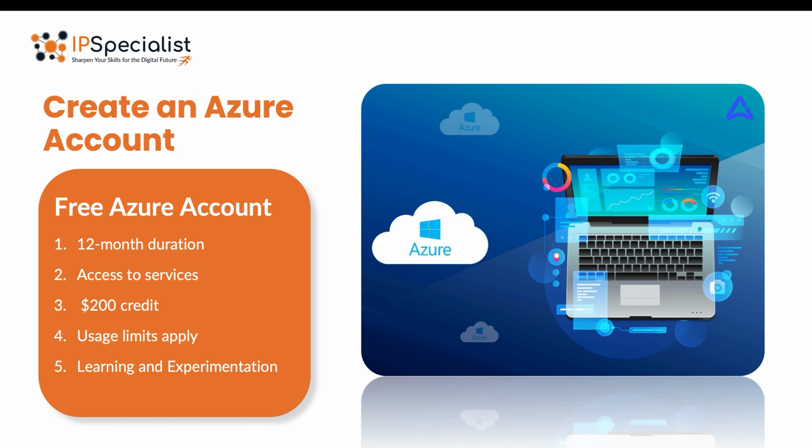Now let's move on and discuss that when you create a free account on Azure, what kind of package do you get? When you create a free account on Azure, you get access to popular services such as virtual machines, storage, databases, and much more for a duration of 12 months. Along with these popular services, you also get access to some 40 other services which are always free. Along with it, you also get $200 credit in your account which you can use for 30 days. Of course, the usage limits apply on these services, but you also get to learn and do experiments in this free account.